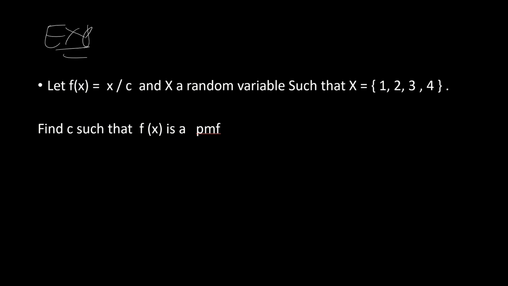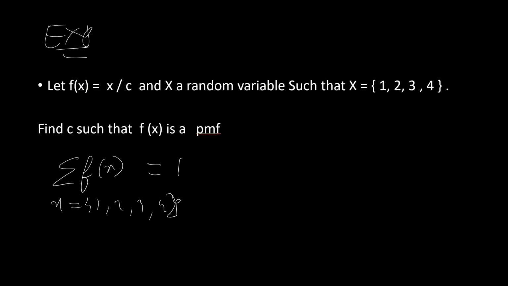We say that let f of x equal x over c, and x is a random variable such that x can take the possible values of 1, 2, 3, 4. So find c such that f is a probability mass function. So what's the definition of probability mass function? f is a probability mass function if the sum of f of x for x equal to 1, 2, 3, 4 equals 1. So basically, by definition, the sum of the probabilities of the outcomes of an experiment is going to be equal to 1.